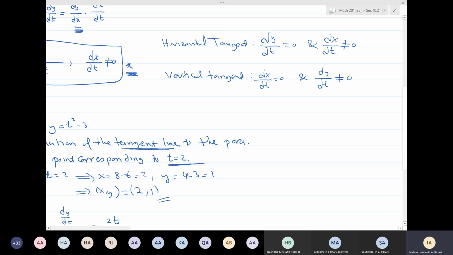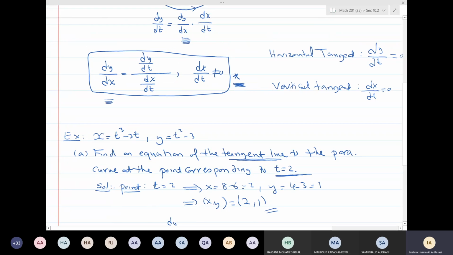Vertical tangent. So with this formula, pay attention: at a certain point t, when you substitute t, you might get a number over a number, like the example we gave, so you have just a number. Sometimes you get 0 over a number, so it will be 0, horizontal tangent. Sometimes you get a number over 0, which is undefined, so it is vertical tangent. There is a fourth possibility: when you substitute, you get 0 over 0.